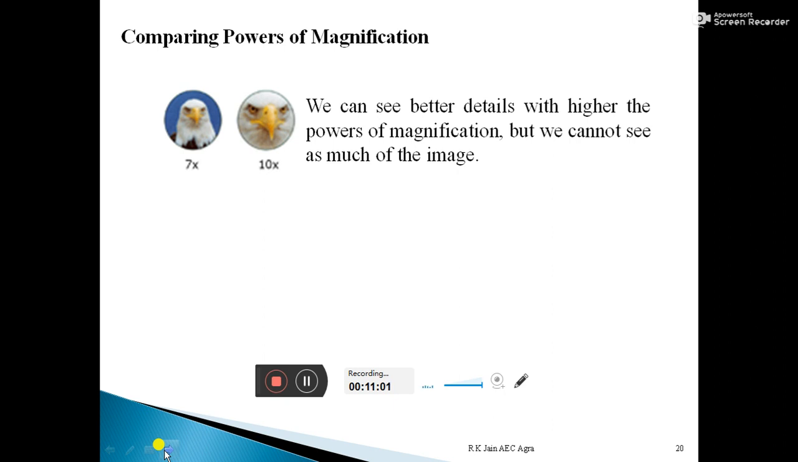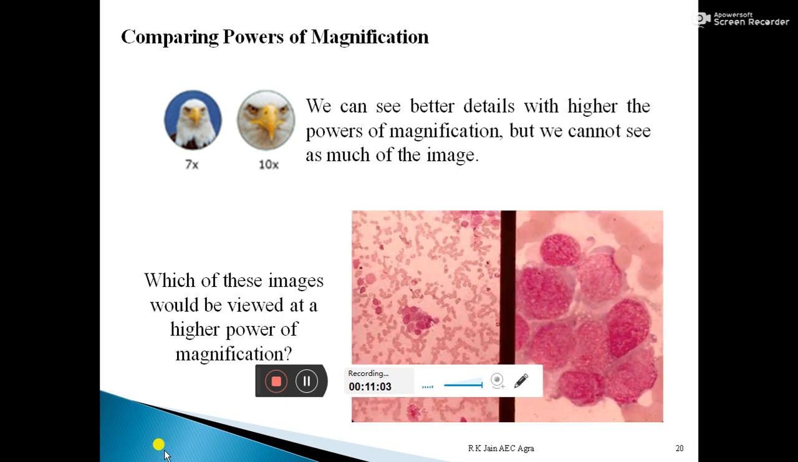This slide gives you a comparison of the magnification. If we are using a 7x or 10x magnification, we can see less detail, but with higher power of magnification we can see better details, though we cannot see as much of the image. Means in high power magnification, the objects give us better and larger images, but we cannot cover more and more portion of the image.